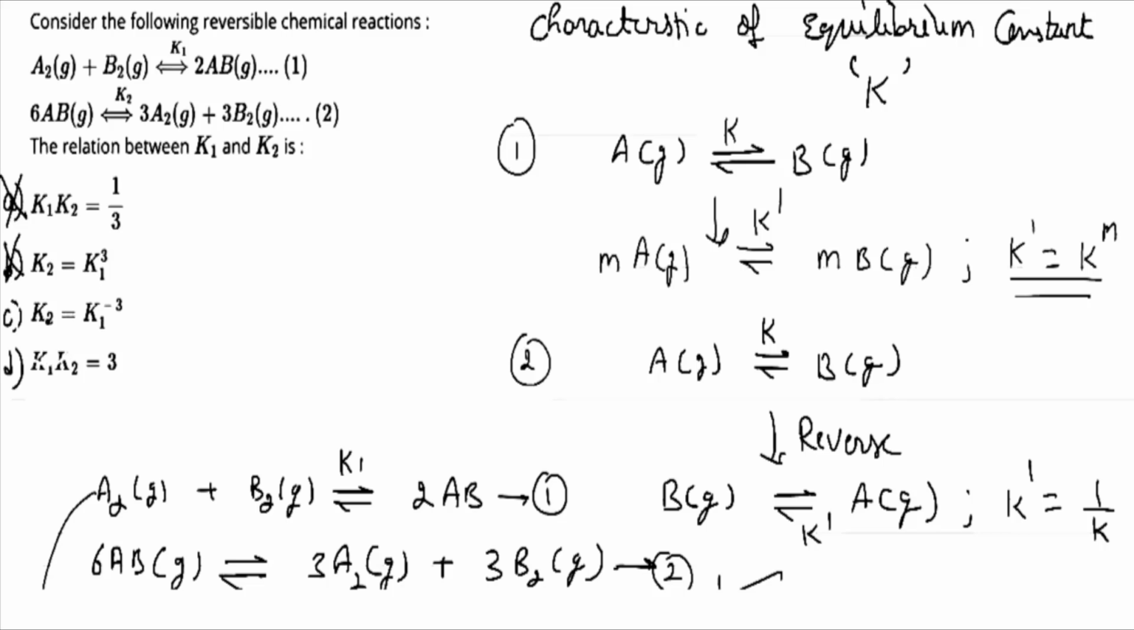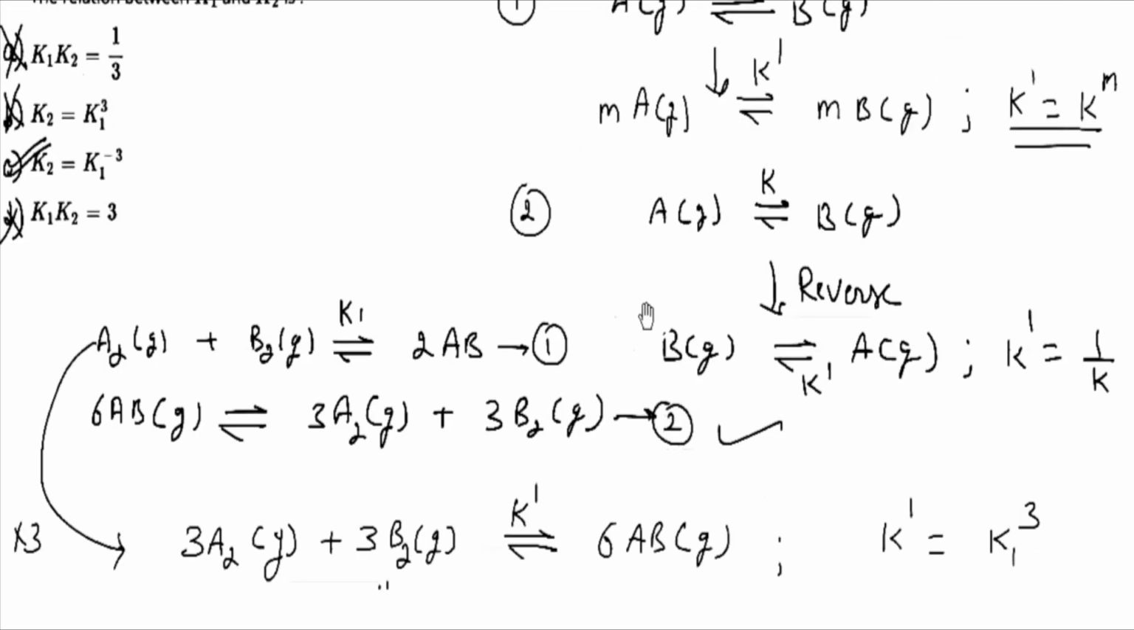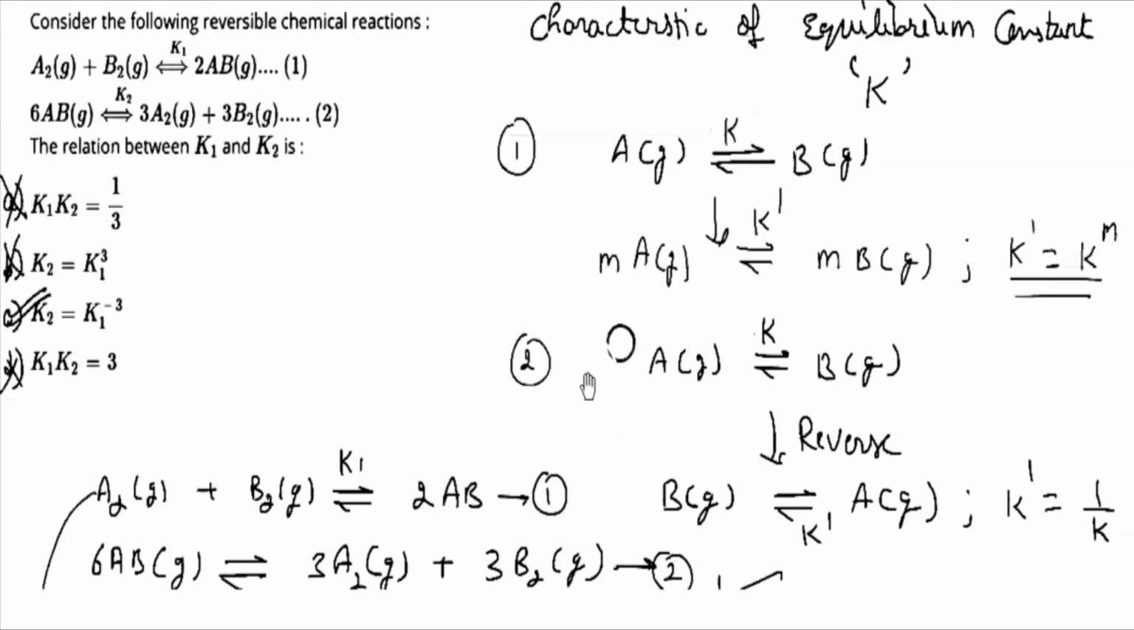And option C is k2 is equal to k1 to the power minus 3, so this will be the correct answer. And D will automatically be wrong because k1 into k2 is not equal to 3. So we are left with only the correct answer, C, that is k2 is equal to k1 to the power minus 3, which is this equation. So hope this answered your question.